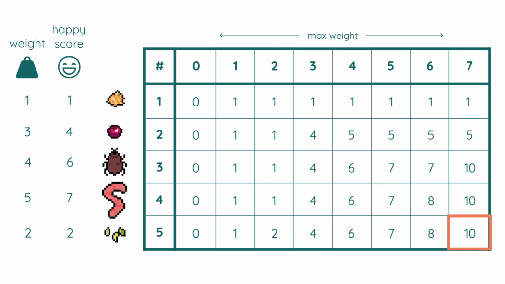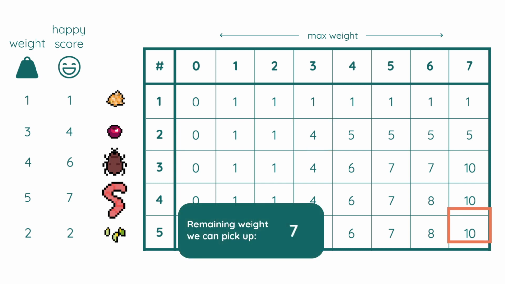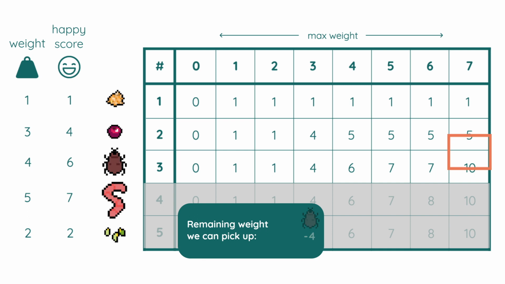Now it's time to backtrack to find out what we picked up. Recall that our values only change when we picked up an item. So we work our way backwards from our answer of 10 and go up until it changes. We picked up the bug. Now we move on and back 4 spaces because of its weight and continue until we reach a score of 0.